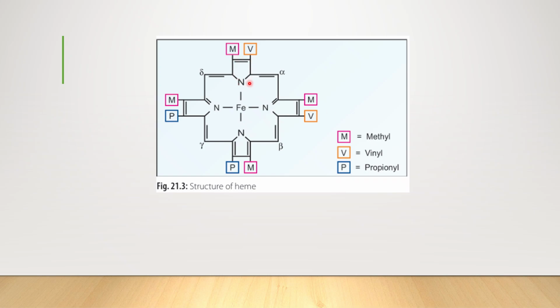If you see the picture here, these are the pyrrole rings: pyrrole ring number 1, 2, 3 and 4. These pyrrole rings are bridged by methylene bridges, the alpha, beta, gamma and delta bridges, and other groups are also present here, which are the methyl group, vinyl group and propionyl group. So this is a porphyrin structure, and this is the basic structure of heme.